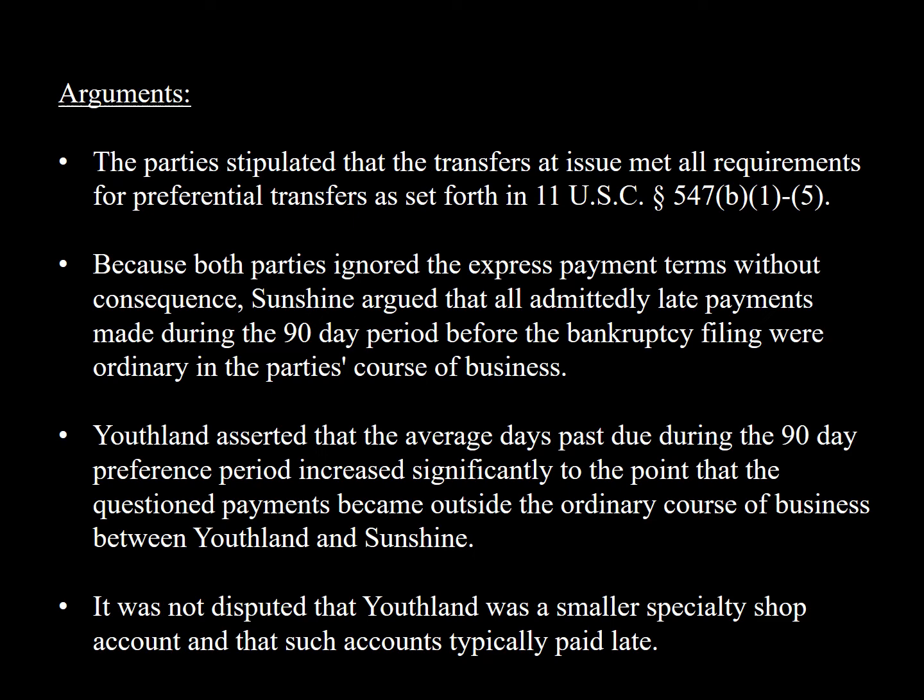The parties stipulated to some of the facts, but the issue was a lot of the payments were made very late, and the trustee pointed out the average lateness during the preference period was higher than the average lateness during the year prior. So the trustee was saying, hey, it's not consistent. They were later, and there's no ordinary course defense. Trustees are always the bad guys, in my opinion.